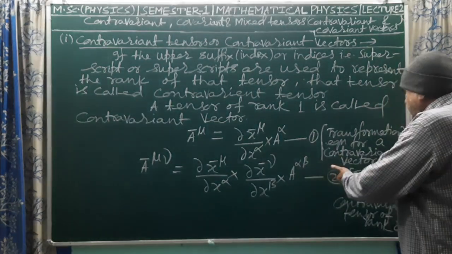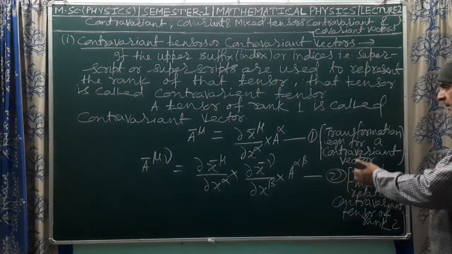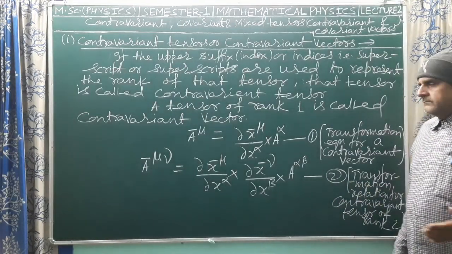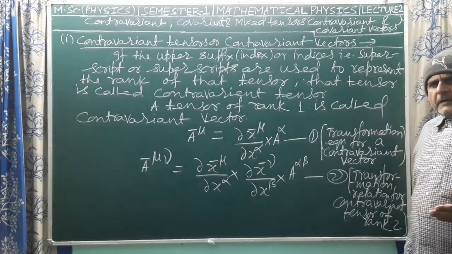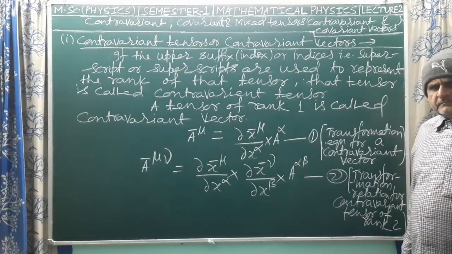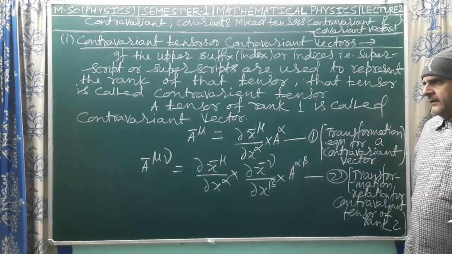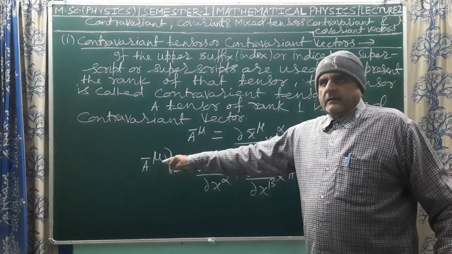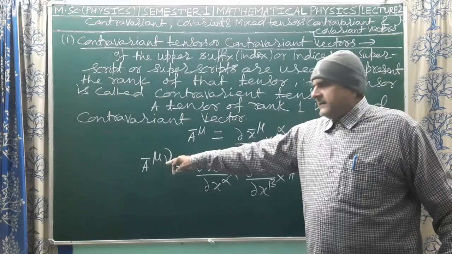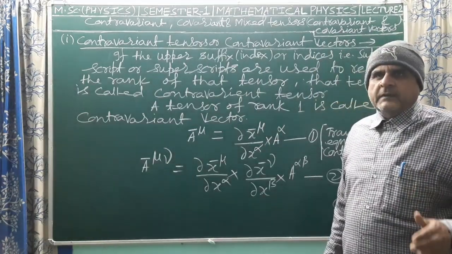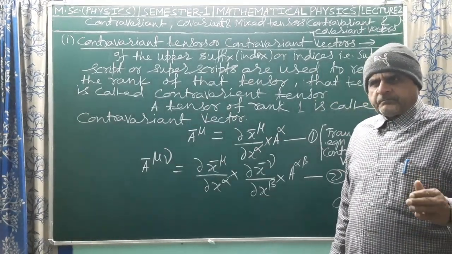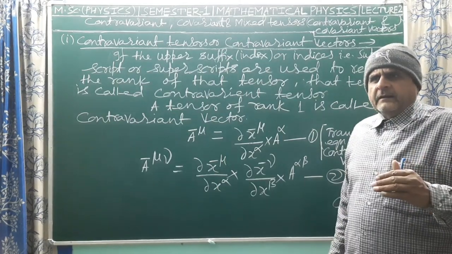So this is the transformation relation for the components of contravariant tensor of rank 2. Mu and nu, which are used as the upper indices, both have values from 1 to 3 and so on to n.